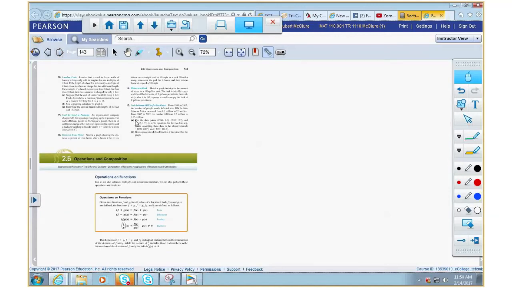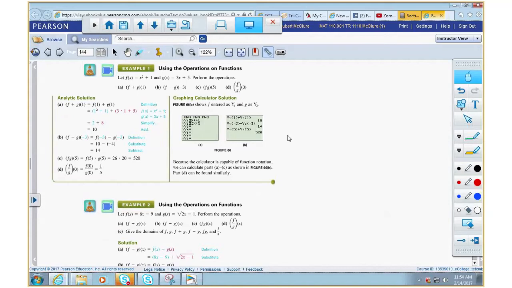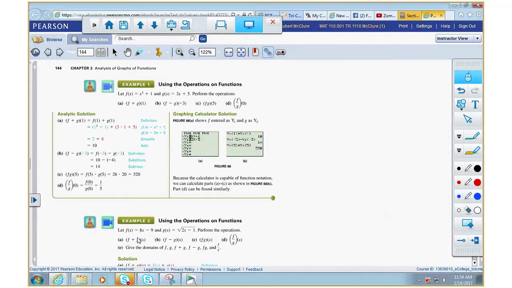Okay, we already covered composition of functions, operations and compositions of functions. Here's an example right here. Let's see if you can do that example right there. It says f of x is equal to 8x minus 9 and g of x is equal to the square root of 2x minus 1. Do those four functions, a, b, c, and d. Do it.